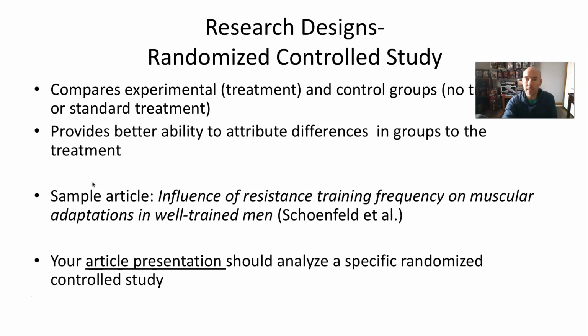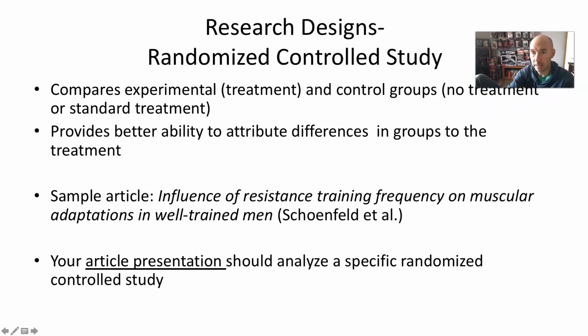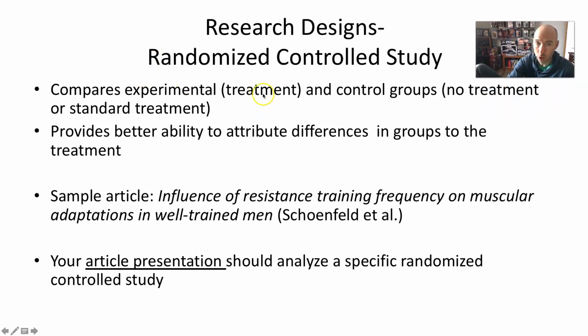Okay, now let's get to the two that we do like. For your first article that I want you to find, you need to find one of these: a randomized controlled study, which is abbreviated as an RCT, okay? What we're looking at with an RCT is that there is a specific experiment or a treatment that is being applied to a group of people, okay?